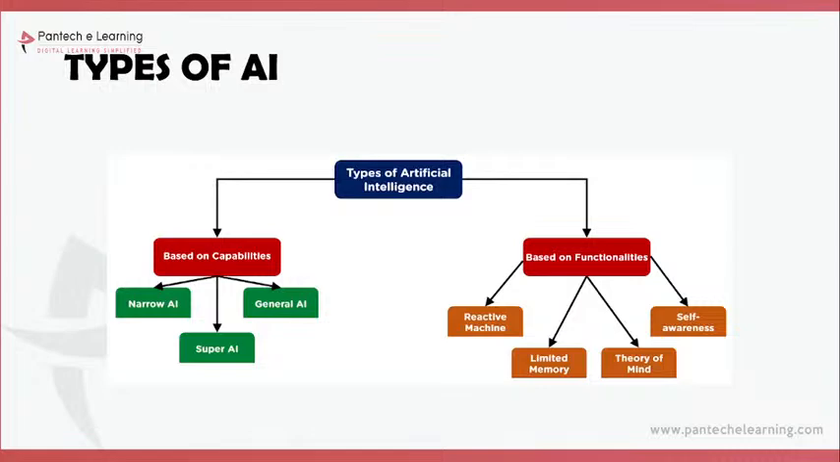And general AI. General AI means strong or deep AI. It can also be used for complex tasks. Its features are that it can learn, it has reasoning capabilities, and it can think and learn from the experiences it has. The difference between narrow AI and general AI is that general AI can perform more functions than narrow AI. Based on the functionalities, I will tell you in the coming slides.